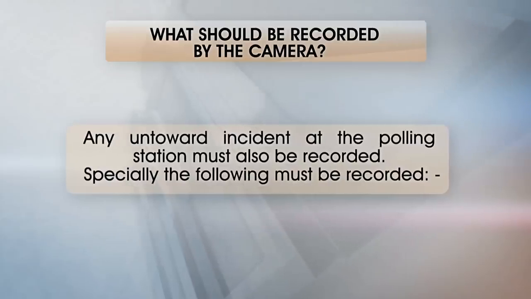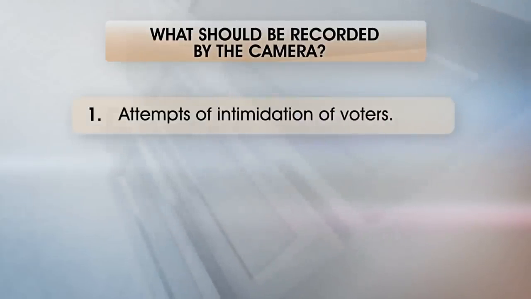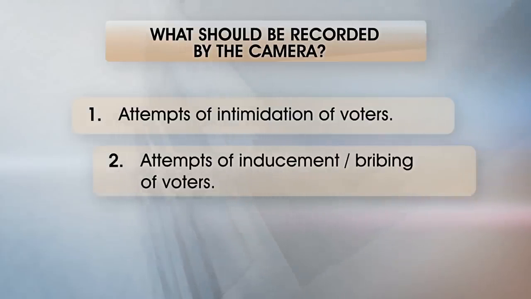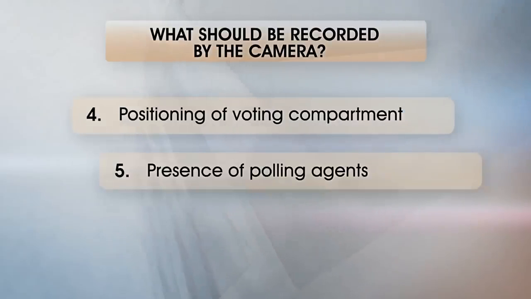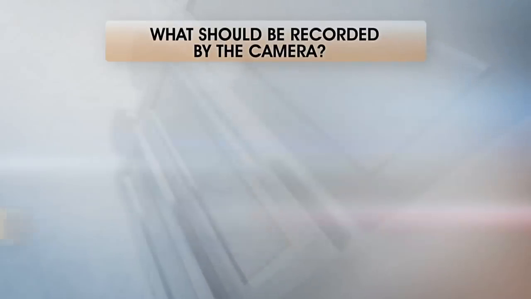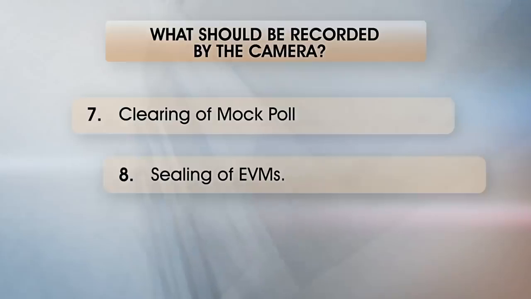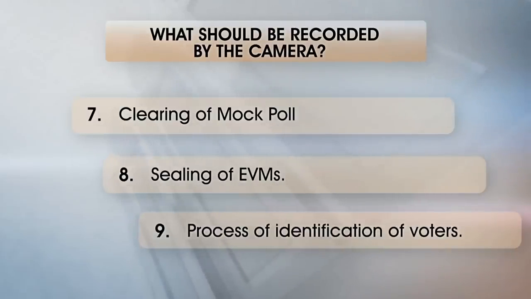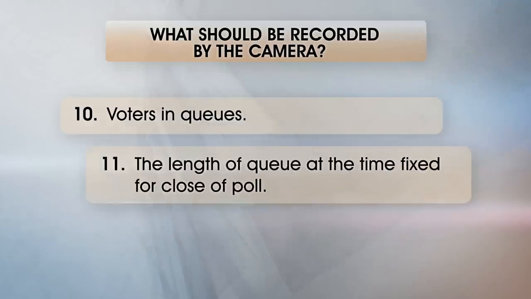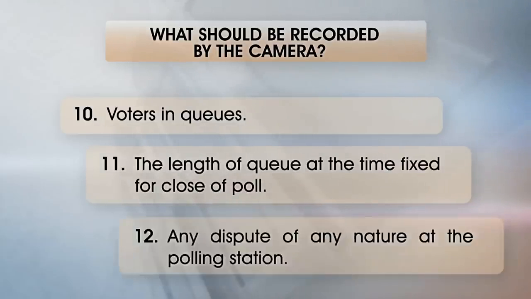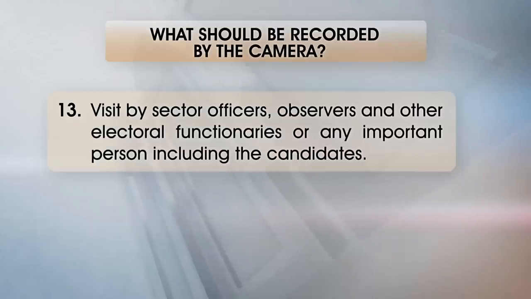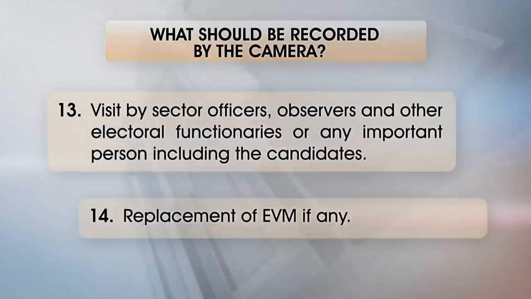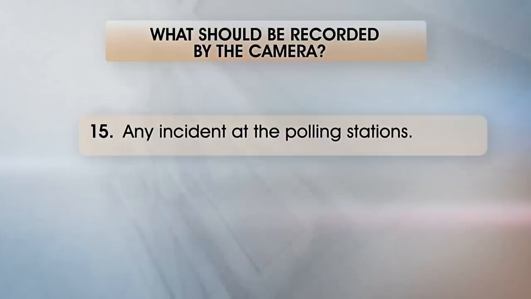Especially the following must be recorded: attempts of intimidation of voters, attempts of inducement or bribing of voters, canvassing within 100 meters of polling stations, positioning of voting compartment, presence of polling agents, mock poll, clearing of mock poll, sealing of EVMs, process of identification of voters, voters in queues, the length of queue at the time fixed for close of poll, any dispute of any nature at the polling station, visit by sector officers, observers and other electoral functionaries or any important person including the candidates, replacement of EVM if any incident at the polling stations.